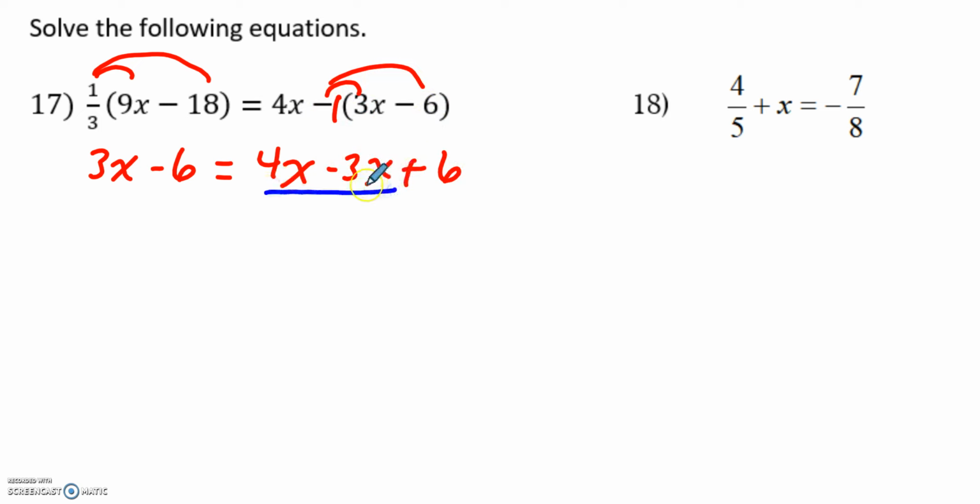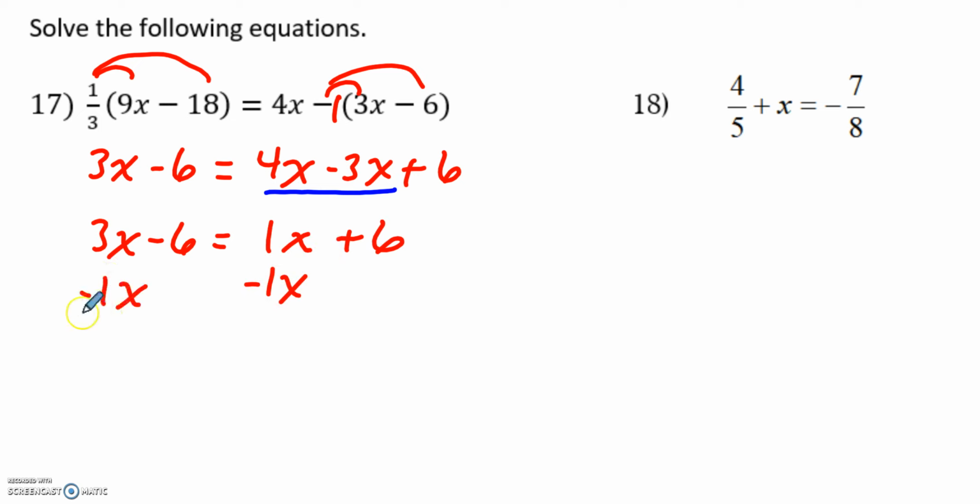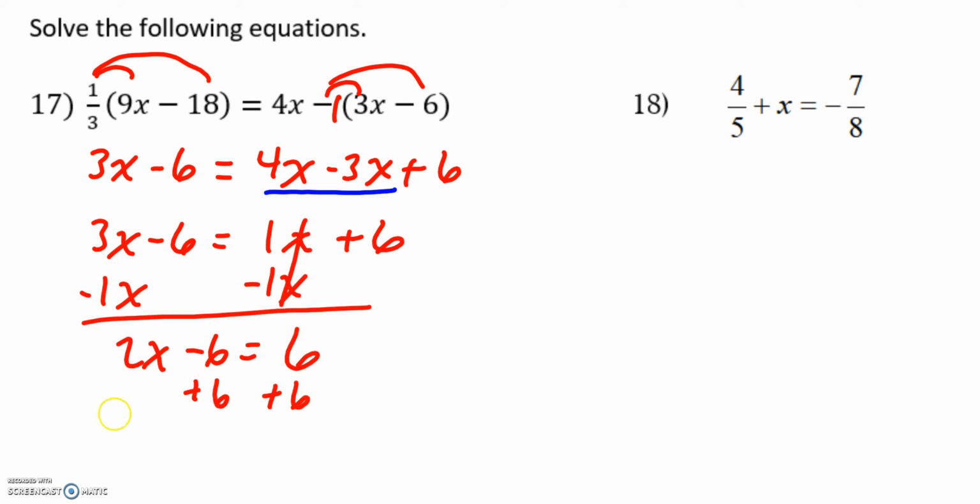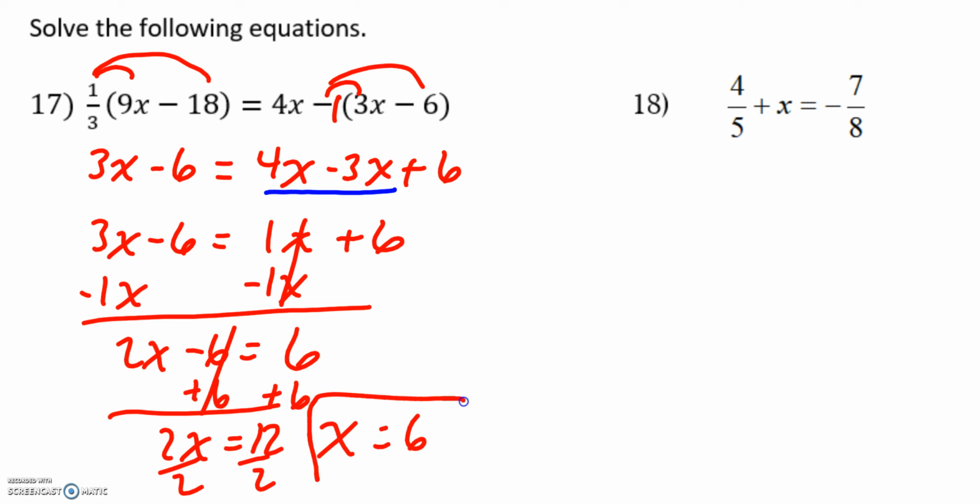Combine like terms on this side, always combine before you move things. So we'd have 3x minus 6 equals 4x minus 3x, same sign, or same side of the equation, combine it to be 1x plus 6. Now that the variables are on different sides, now we can subtract it to the other side. So we have 2x minus 6 equals another 6. Add the 6 to both sides. 2x equals positive 12. So that means that my x value is 6.